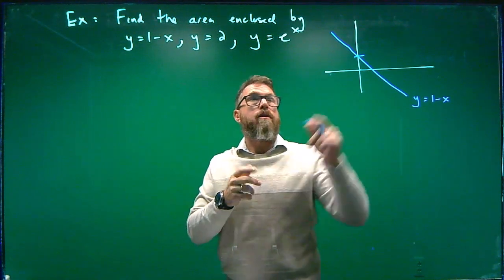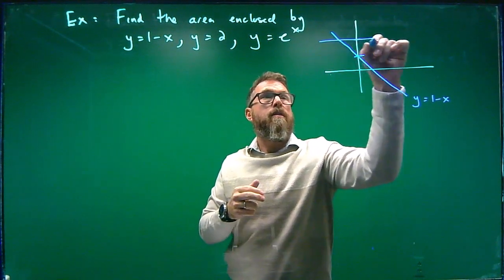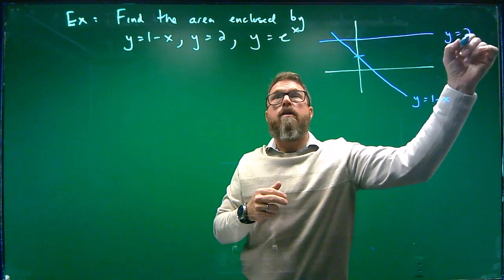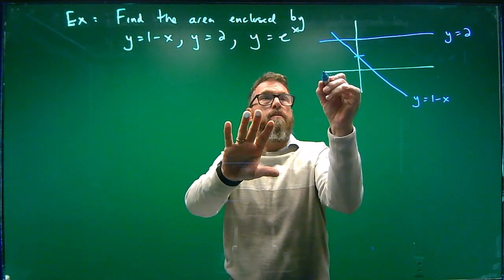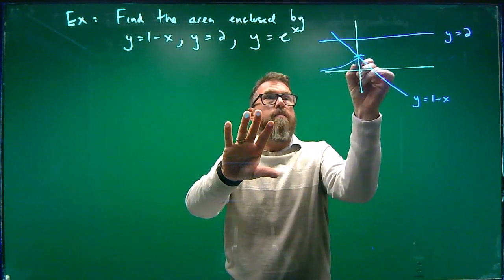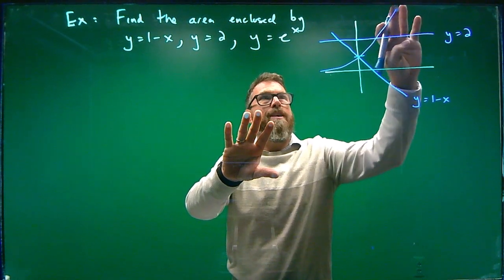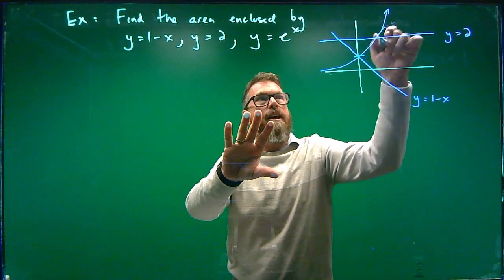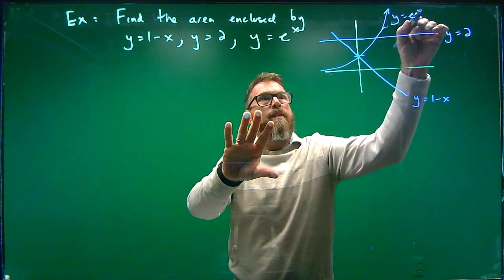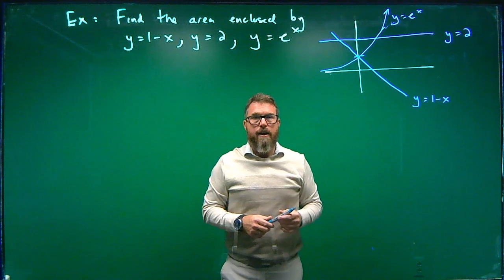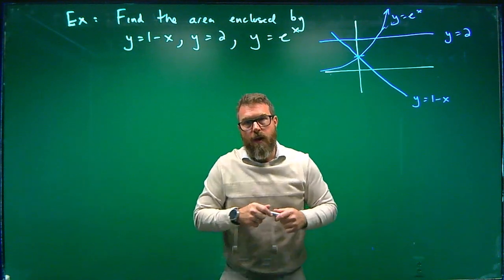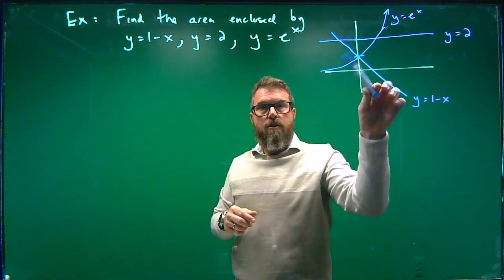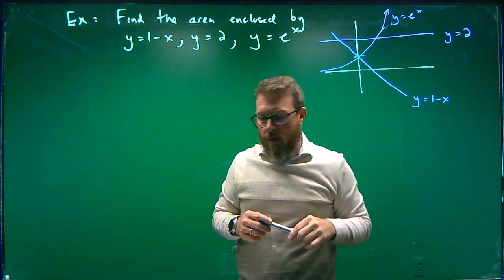y equals 2, and then y equals e to the x. Maybe I should make it look more exponential. Boom, there you go. So y is equal to e to the x. Now we're going to have to decide how we want to integrate this thing. Do I want to use vertical scanner bars or do I want to use horizontal scanner bars?